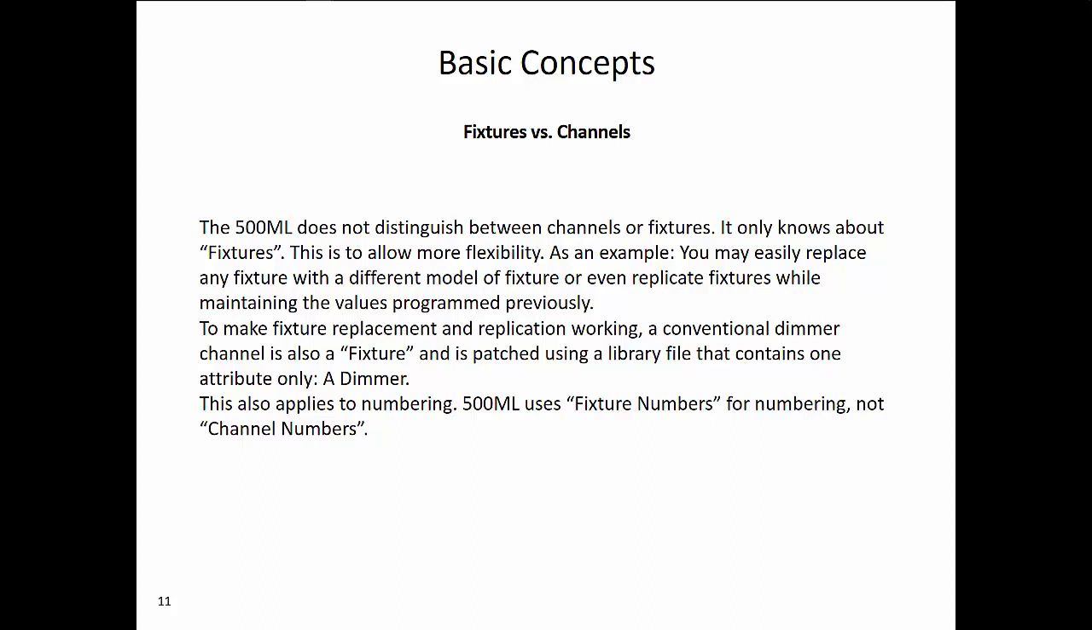To make fixture replacement and replication work, a conventional dimmer channel is also a fixture and is patched using a library file that contains one attribute only, and that would be a dimmer. This also applies to numbering. The 500ml uses fixture numbers for numbering, not channel numbers. Also, there is only one set of numbers. So channels and fixtures are effectively the same control item.